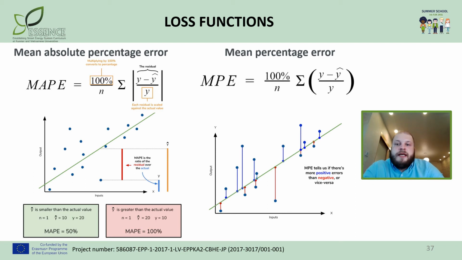Just a few words about mean percentage error and mean absolute percentage error. Actually, MPE tells us if there are more positive errors than negative or vice versa. So in order to analyze the behavior of the model, whether you underpredict or overpredict the ground truth that you have in the initial data set.